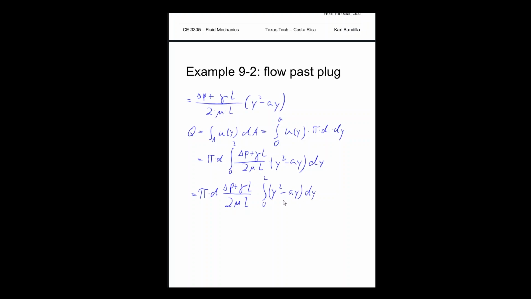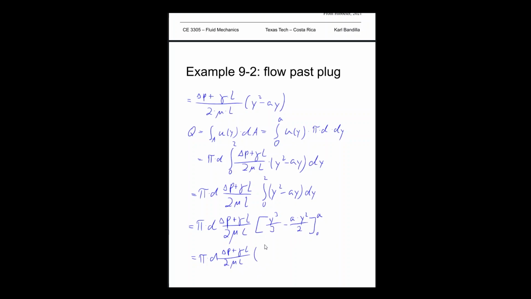And of course that's a pretty simple one to do as well. So we can say equal to pi times d delta p plus gamma L over 2 mu L. And then what we get is y to the third power divided by 3 minus a times y squared over 2, from 0 to a. So that is pi times d delta p plus gamma L over 2 mu L.